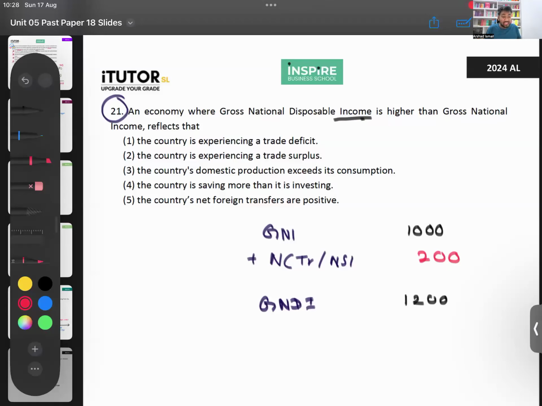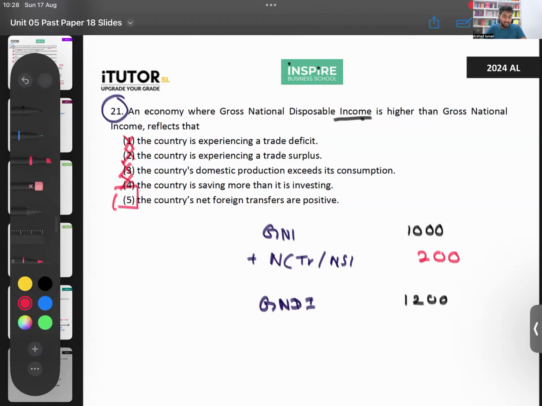So which one goes in line with that? Trade deficit, trade surplus? No, that is net exports. Domestic production exceeds consumption? No, that is GDE, GDP. Saving more than investing? You can't say that. Net foreign transfers are positive? Yes. Guys, these are very easy questions as long as you know the equation. If you're thinking that these are hard, these are not really hard ones.